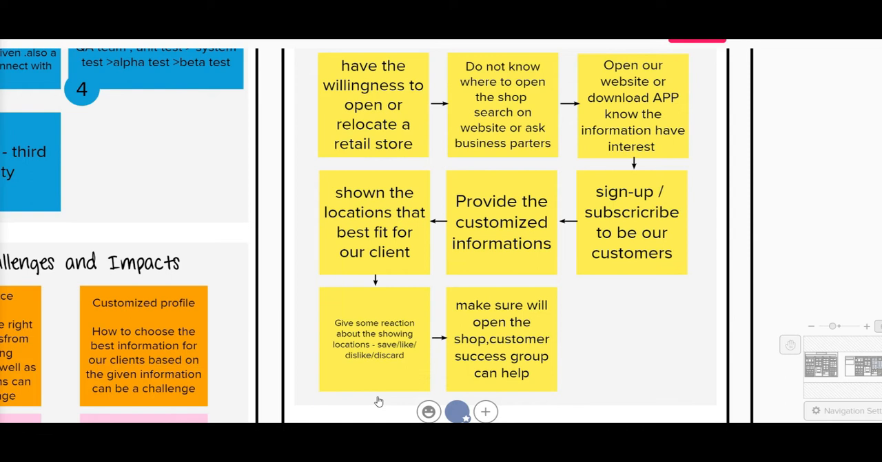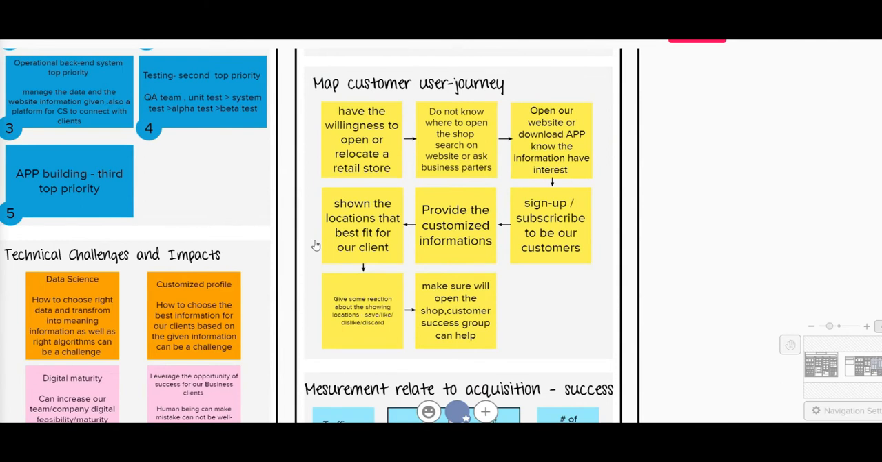Our customer success team will support them by providing any digital information that can help them open their shop and reduce their risk of failure. So this is just a very simple example of a retail client's user journey. Why do I need to map the user journey? Because from this, I can identify product metrics that are important for us to measure the success of our product.